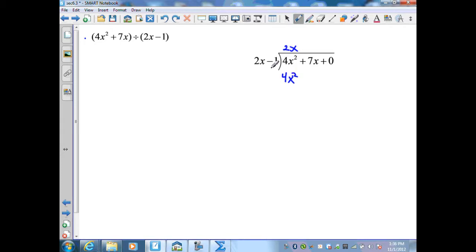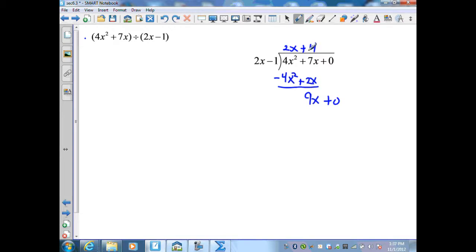2 times a negative 1 is a negative 2x. After I distribute, now I change the signs. That's going to be a negative 4x squared plus 2x. When I subtract, that's 0. 7x plus 2x is 9x plus 0. And now 2x times what will give me 9x? That's going to give me a positive 4. That's as close as I can get.